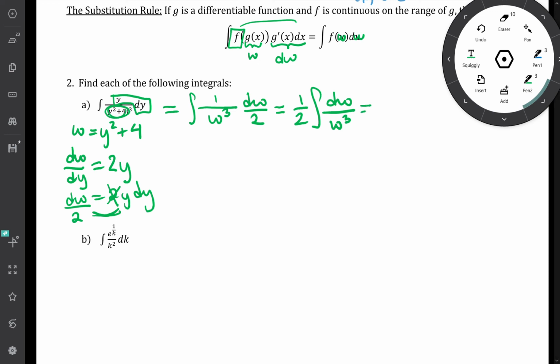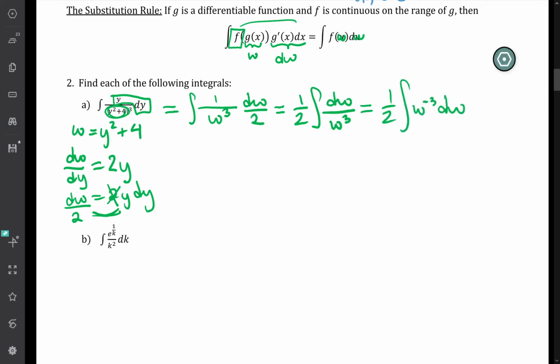Once we do that, we're just looking at, now that I wrote it that way, w to the negative 3 dw, which means we're going to get a 1/2, we're going to bump that up, w to the negative 2, we're going to divide by the new power, plus c, and we're going to say we have negative 1/4, so I'm going to put the w in the bottom, negative 1/4 w squared plus c.